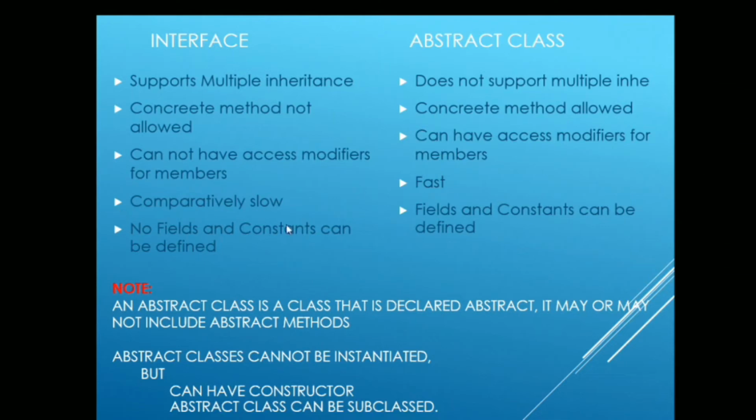Interface cannot have method access modifiers, but abstract class can have access modifiers for the members. Interface is comparatively slow, but abstract class is comparatively faster. So in interface, you cannot have fields or constants, but in the abstract class, we can have fields and constants.